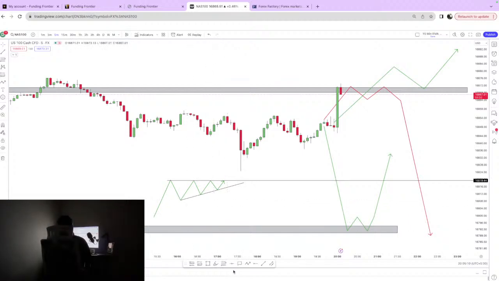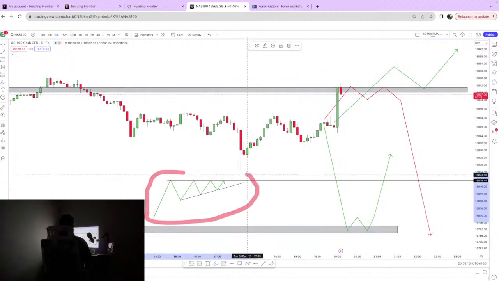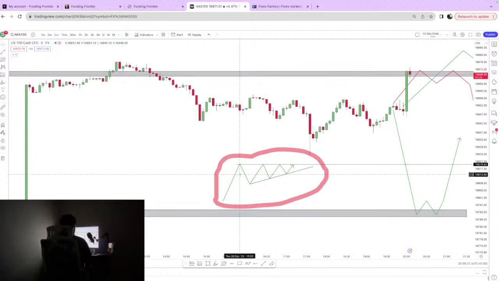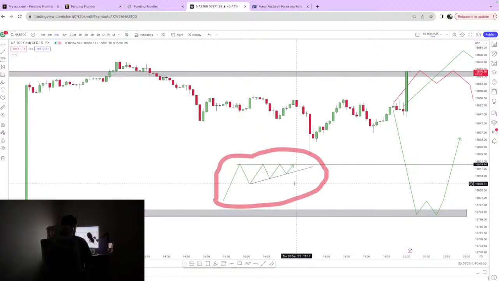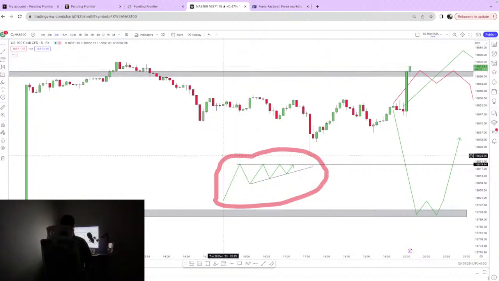So tell me, in this pattern, in this one which I have marked, where do you expect the market to break out? On downside or on upside? Provide your answers with a valid reason.